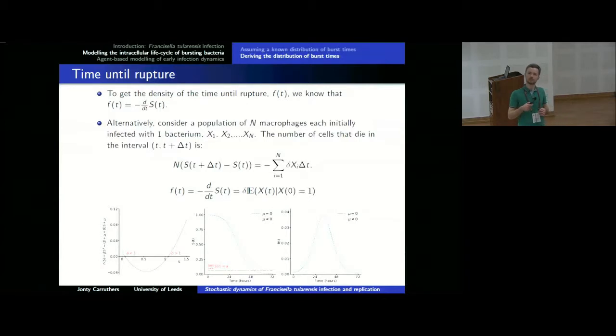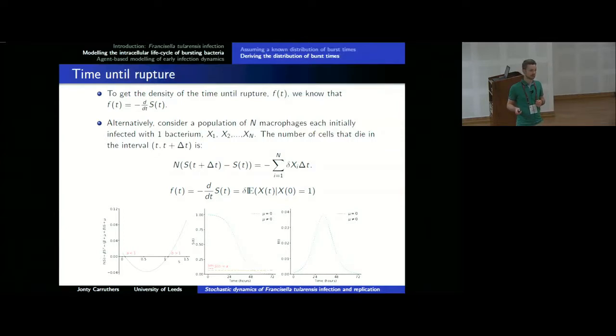So to actually get the density of the time until rupture, this is equivalent to our log normal distribution from a few slides back. We can either just take the derivative of the survival function, or we can formulate it in this way. If we consider a population of n macrophages, and they're each infected with one bacterium, and we think about how many cells are going to die in a short interval of length delta t, we know that each one will rupture with rate delta, so delta times x_i times delta t. If we divide by delta t, we recognize this left-hand side as being the derivative of the survival function, and so we just get this expression here.